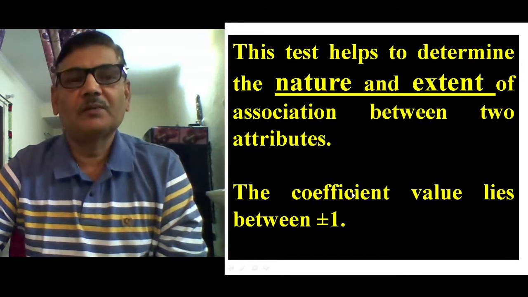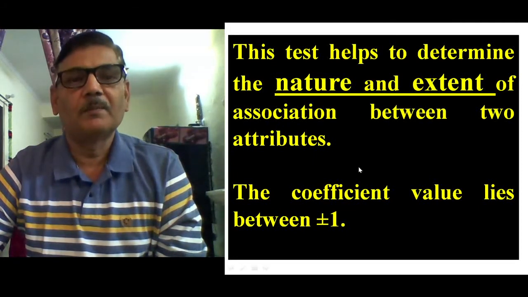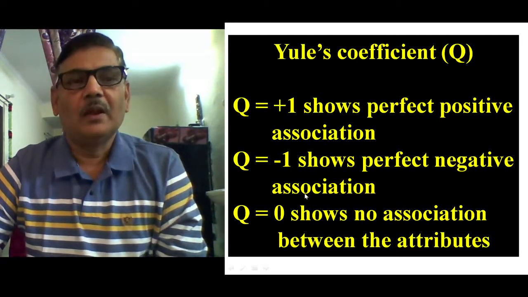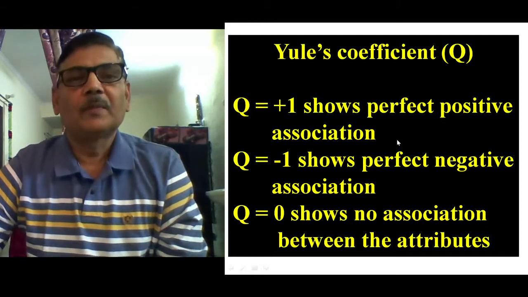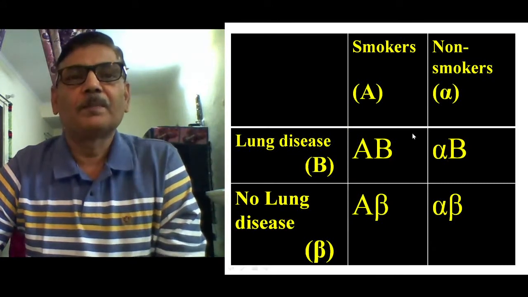The Yule's coefficient of association value ranges between plus and minus 1, that is plus minus 1, and if this Q value is plus 1, then that indicates perfect positive association between the attributes. And if Q comes minus 1, then it shows perfect negative association. And if the value comes 0, then that shows no association between the attributes. We can understand the Yule's coefficient calculation by considering a case.